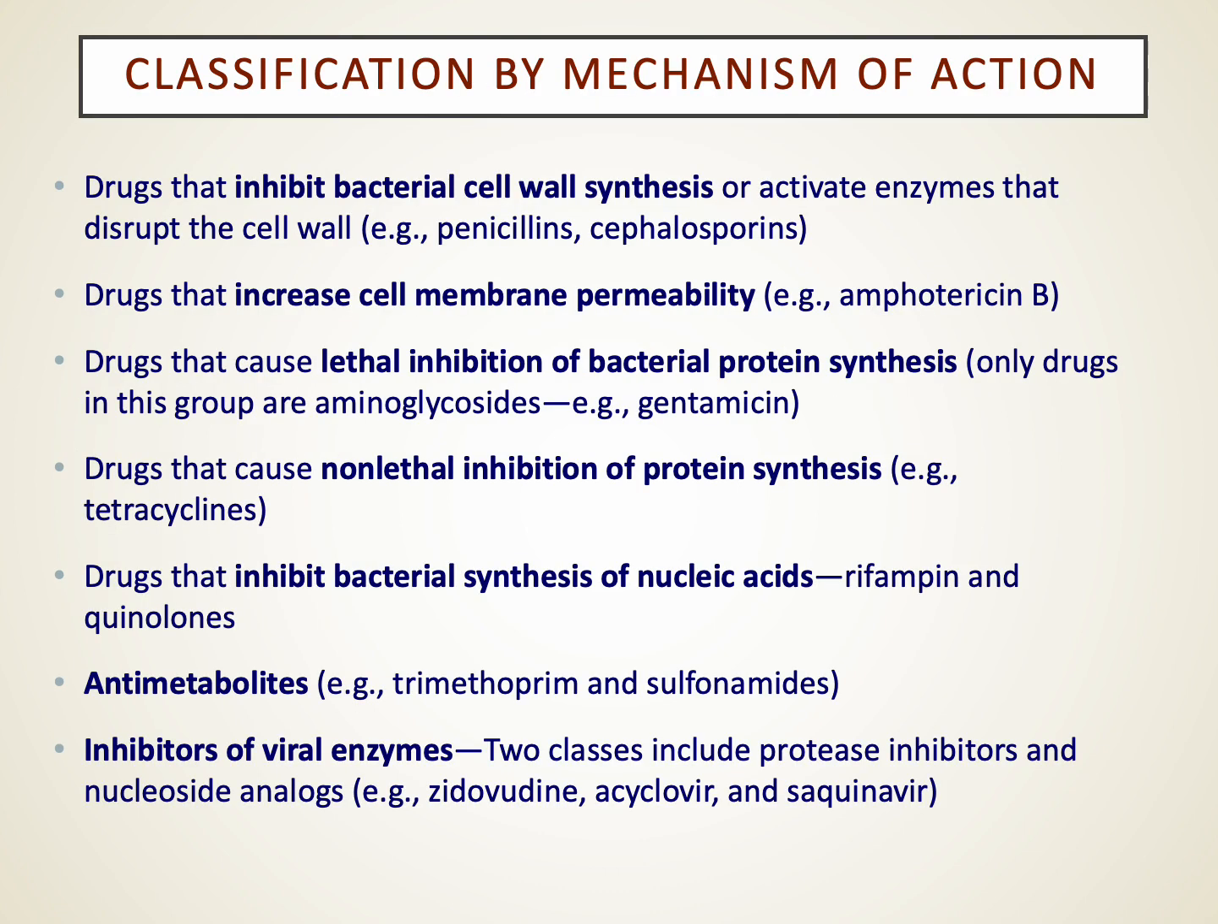So let's look at some of the mechanisms of action again to reinforce what we talked about a couple of slides back. We can have antibacterial drugs that inhibit bacterial cell wall synthesis, or membrane permeability. We see this with one of the antifungals in particular. We can affect bacterial protein synthesis, either in a lethal or non-lethal way. We can inhibit synthesis of nucleic acids. We can affect metabolism at some point in the bacterial cell, or we can have inhibitors of viral function, viral enzymes.